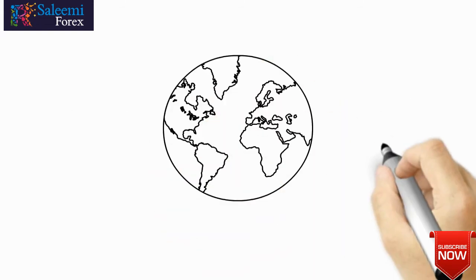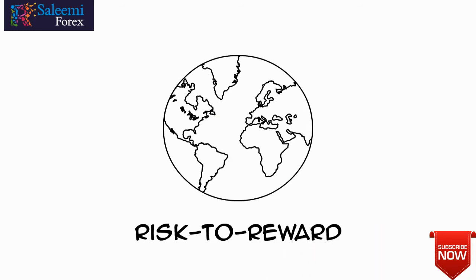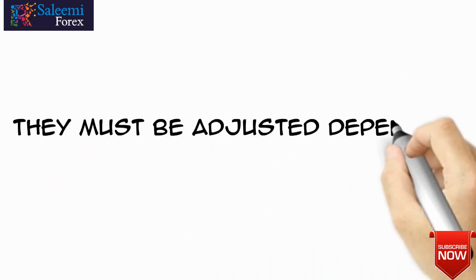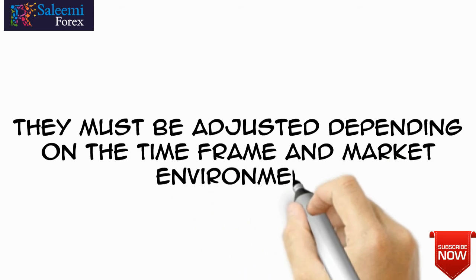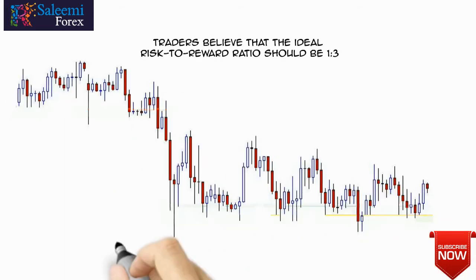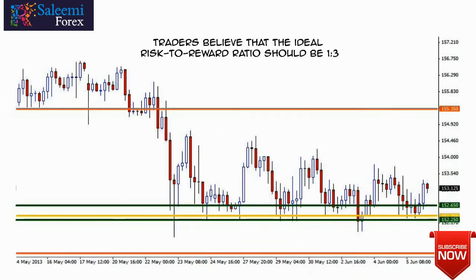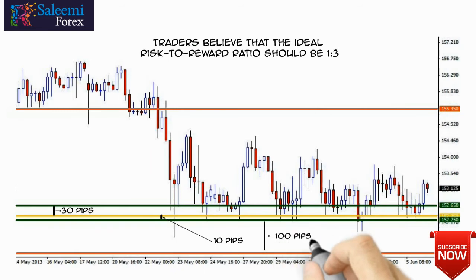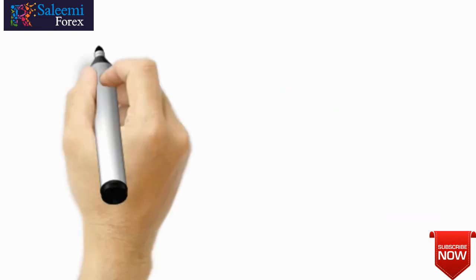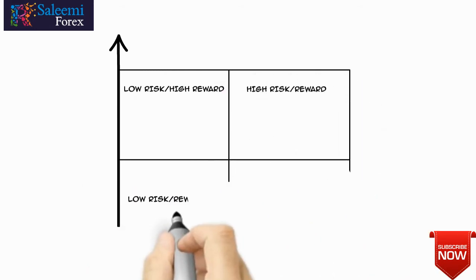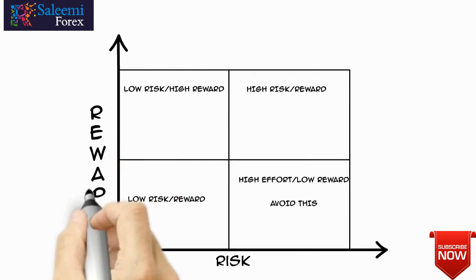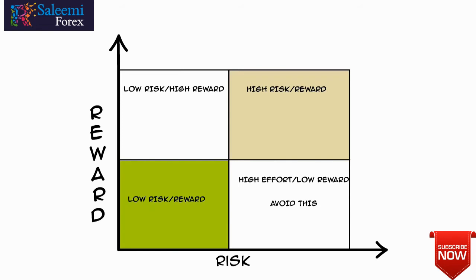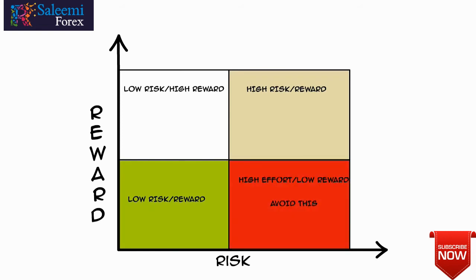In the real world, risk-to-reward ratios aren't set in stone. They must be adjusted depending on the time frame and market environment. However, some traders believe that the ideal should be 1 to 3. That means you are willing to lose 10 pips in order to gain 30 pips, or 100 pips for 300 pips. The reason we try to trade only these high reward and low risk ratio situations is that we can be profitable without having a high percentage of winning trades.